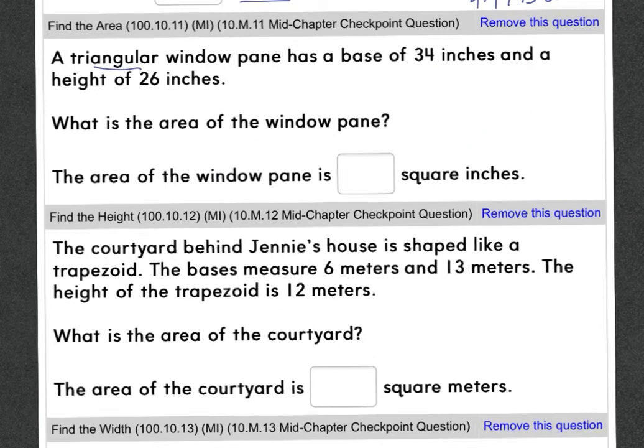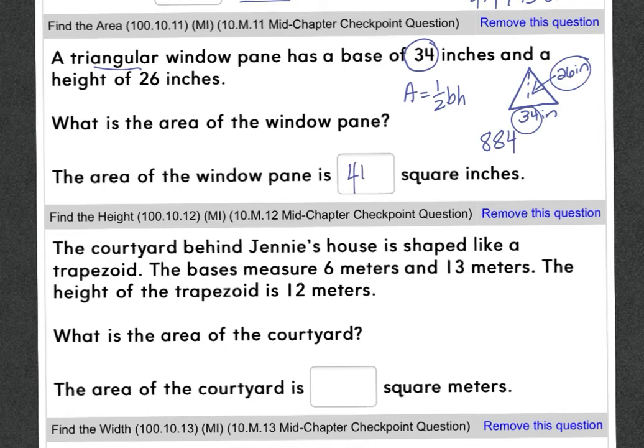So a triangular window has a pane with a base of 34 inches. So my base is 34 inches, and the height is 26. So my height is 26 inches. What is the area of the window pane? So remember that the area of a triangle is 1/2 base times height. So if I do 34 times 26, then I cut it in half, right? 34 times 26 is 884, and then I'm going to cut that in half because I'm multiplying it by 1/2, right? So that's going to be 442 square inches, or inches squared.